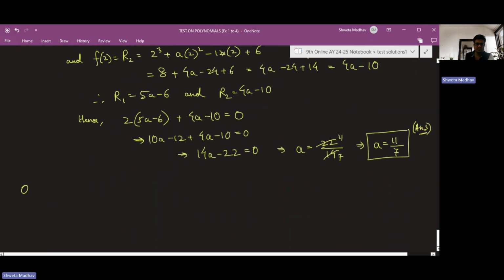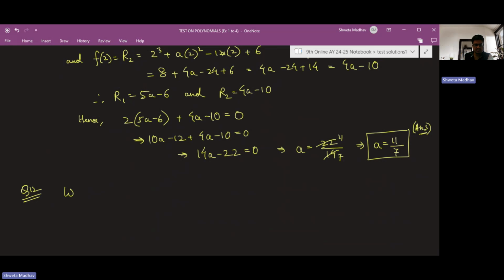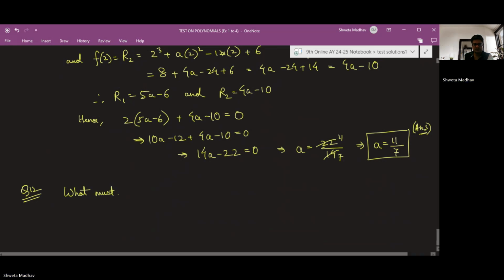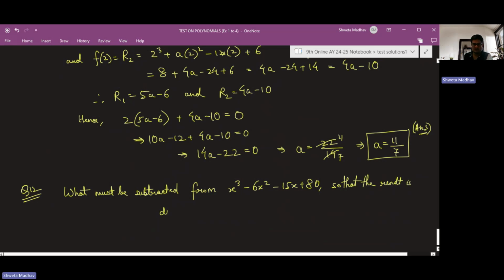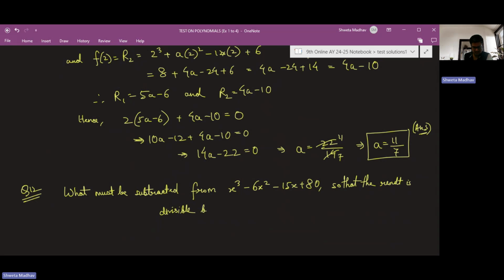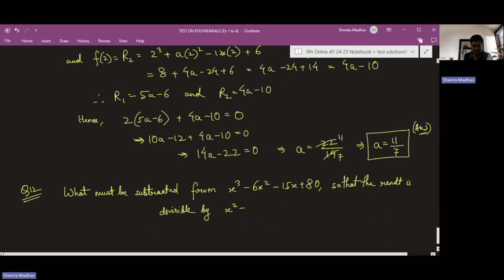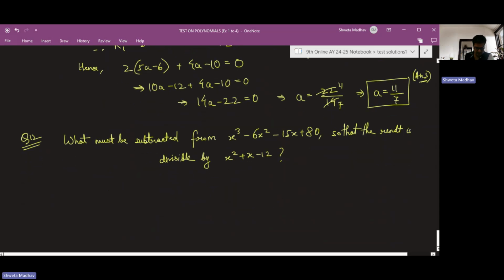Then in question number 12, it has been told that what must be subtracted from x power 3 minus 6x square minus 15x plus 80 so that the result is divisible by x square plus x minus 12. Result is divisible by x square plus x minus 12.